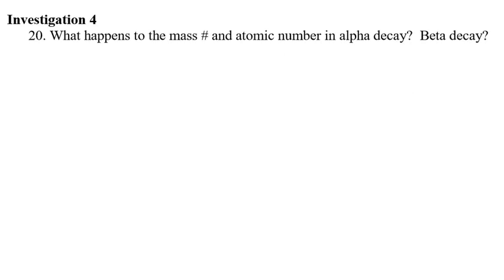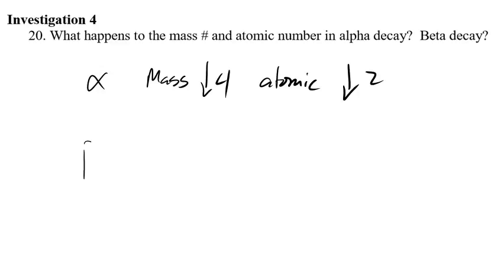Question 20. What happens to the mass number and atomic number in alpha or beta decay? So alpha decay, there's our little alpha symbol. The mass number, you lose 4, and the atomic number, you lose 2. In beta decay, and there's our beta symbol, the mass does not change. The atomic number actually goes up by 1.